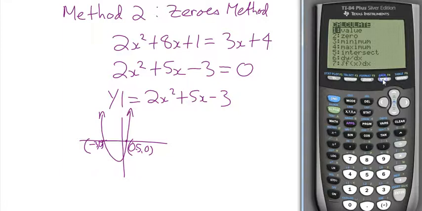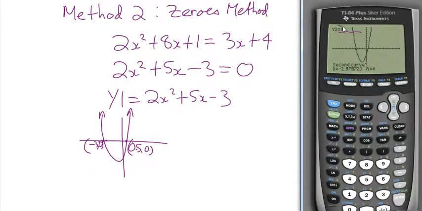So I go second calc, number 5 is intersect, and all I do is move about to the point, and I don't have to worry about left bound, right bound, right? I just hit enter 3 times because I'm doing an intersection. So you note the first curve, 2x squared plus 5x minus 3. The second curve, y2 equals 0, and my guess, which I'm about there, and hit enter, and there's the intersection, right? I don't recommend going on the calculator. Okay, so it's okay to erase this.